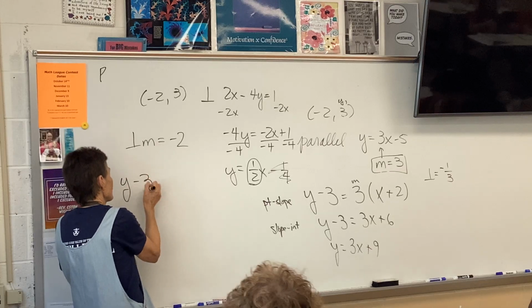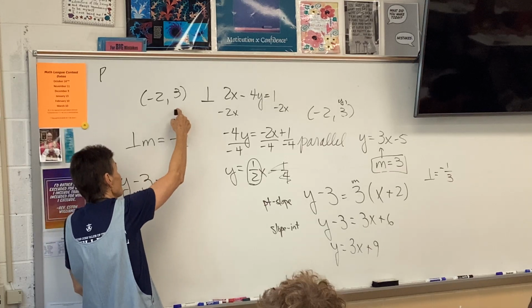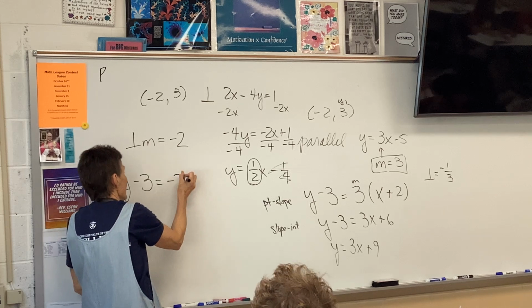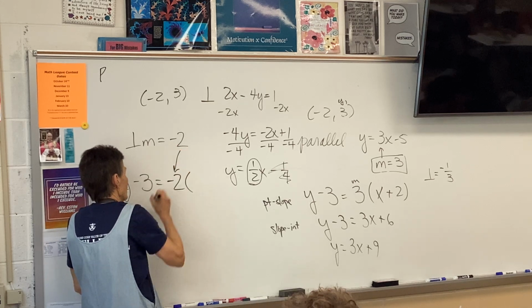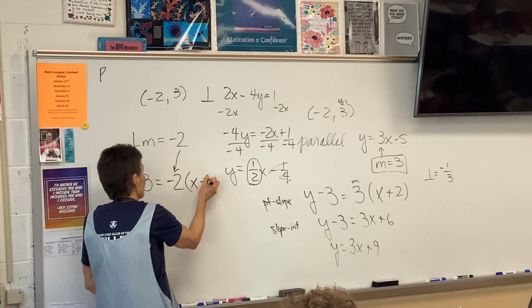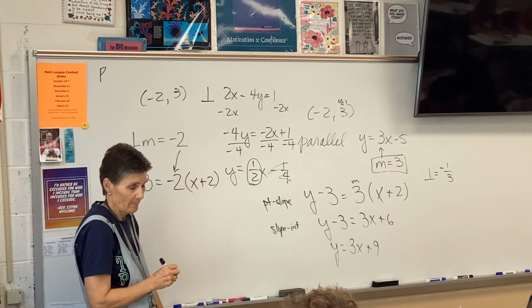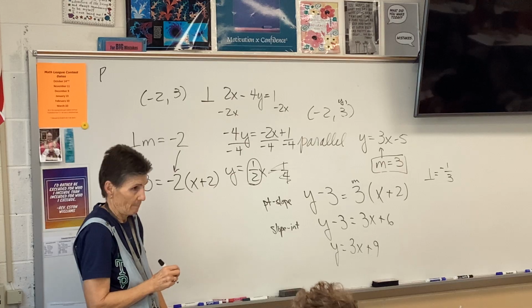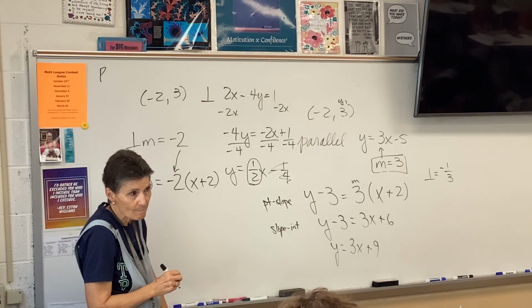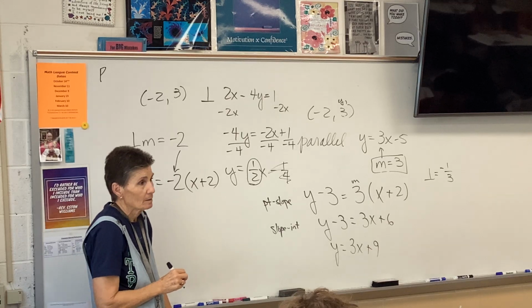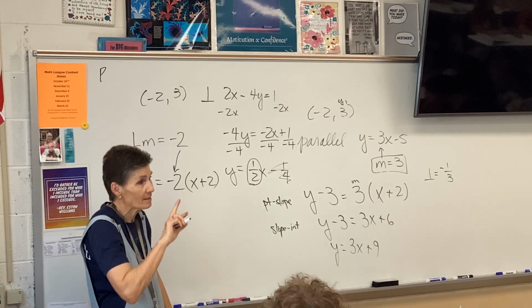Y minus 3, I'm using this point right here. Y minus 3 equals negative 2, that's my slope, x plus 2. When you find the slope for perpendicular, it's like the opposite sign and opposite. Yep. You switch the sign and flip it over.